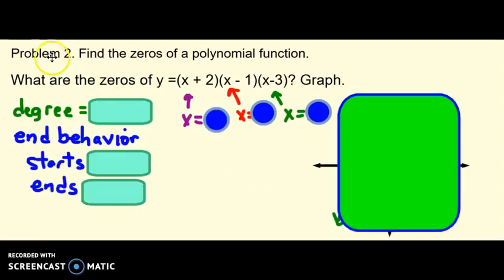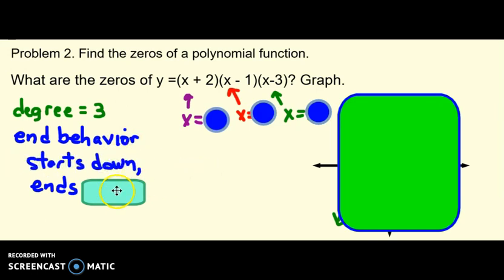In problem number 2, it's already factored for us. We're going to find the zeros of the polynomial function, and then we're going to make the graph. So I want to figure out my degree. I have x times x times x is x to what power? 3. My degree is 3. So my end behavior, my degree is odd. The ends have to be in opposite directions. So it is going to start down, and it ends up.